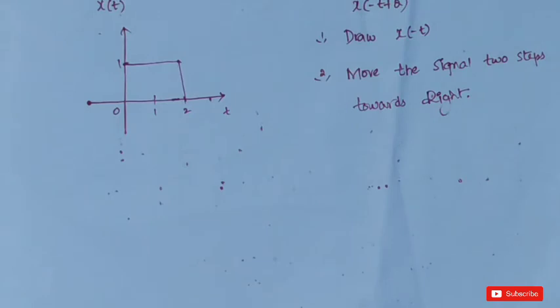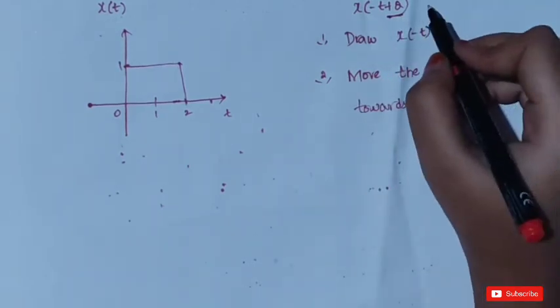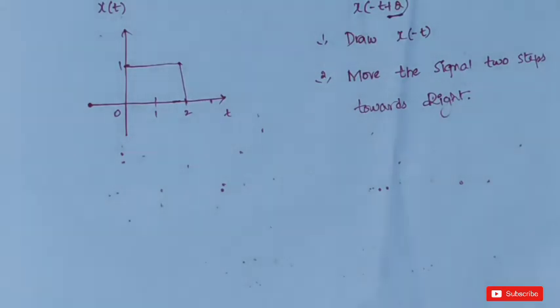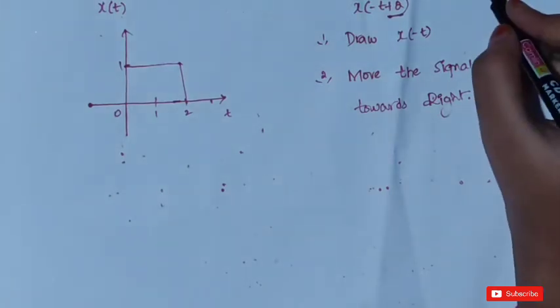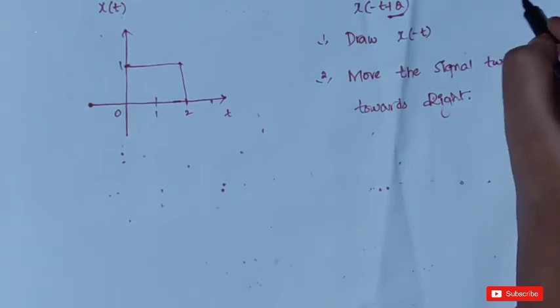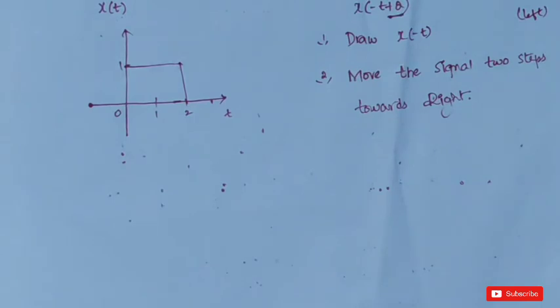Why are we moving it only towards right but not left? Because here it is plus 2. Plus 2 indicates a positive value. It indicates the positive x-axis, and the positive x-axis is the right side of the origin. So we are moving it 2 steps right. If it is given x of minus t minus 2, then we need to move it 2 steps towards the left side. This is what we have to do.